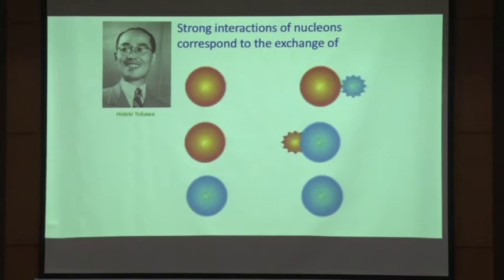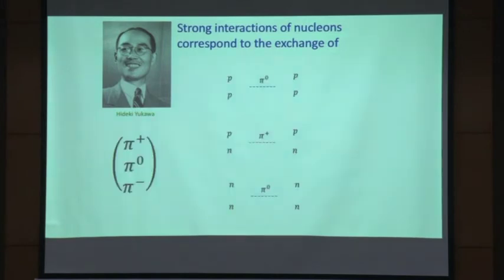Then this gentleman came out with a nice proposal that there should be some kind of exchange particle. So this is a proton, this is another proton, and there are different kinds of pions that are exchanged, and this exchange continues, and that's why the nucleus is stable.